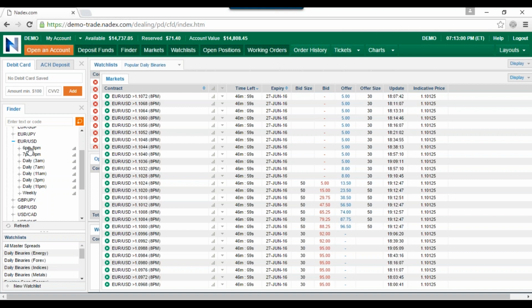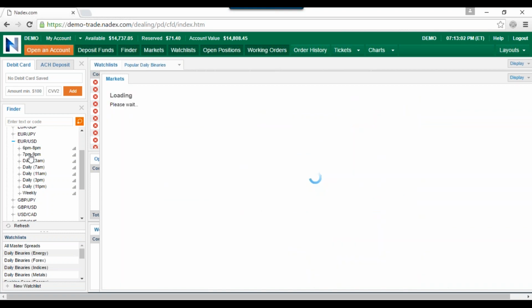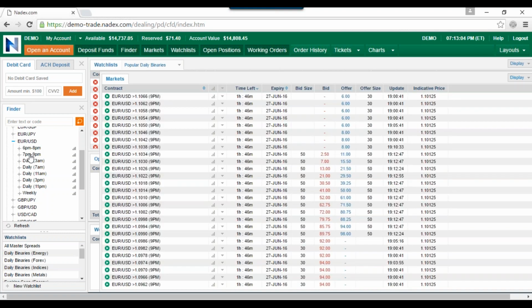Now, those are the ones that are expiring at 8 o'clock. Let's look at the ones that expire around 9 o'clock. Well, indicative's at what? 1012. Well, there's not a strike price of 1012, but there's one at 1010 and 1014. So right in between those two, where's our average? Around 50 bucks, right? About 50 bucks.